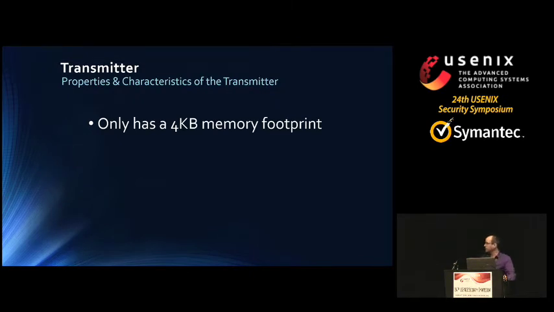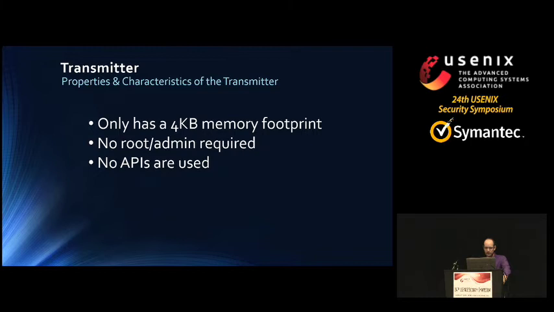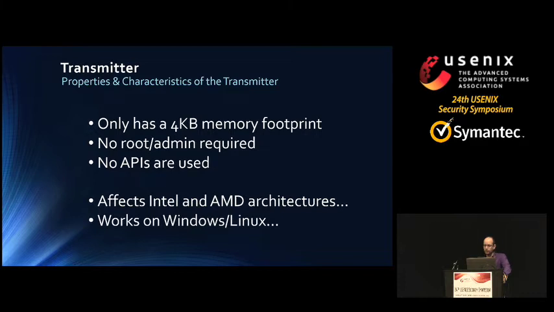So, a few interesting and important characteristics about the transmitter. First of all, this transmission rootkit only really uses 4 kilobytes of memory, because although we're transferring a lot of information, we're transferring it to a very specific, very small area of memory. Therefore, if you look at the amount of memory usage, it'll be only about 4 kilobytes. If you wanted to try and detect it, you would have to look at the amount of information being sent to the memory. No root or admin privileges are required, and we don't use any APIs. It affects Intel and AMD architectures, and it works on Windows, Linux and other operating systems, because, of course, this phenomenon is hardware-based.